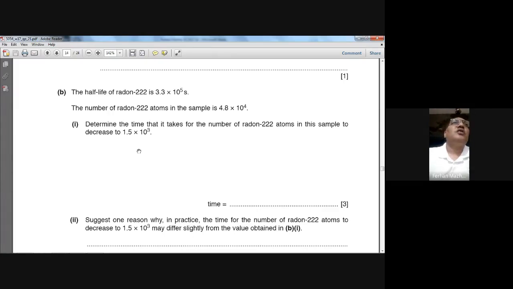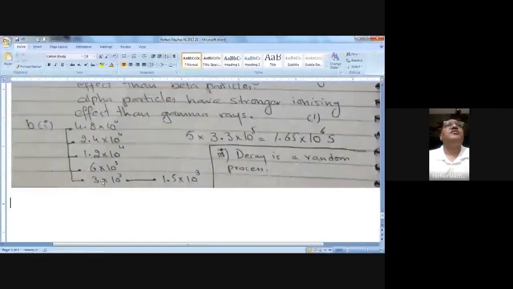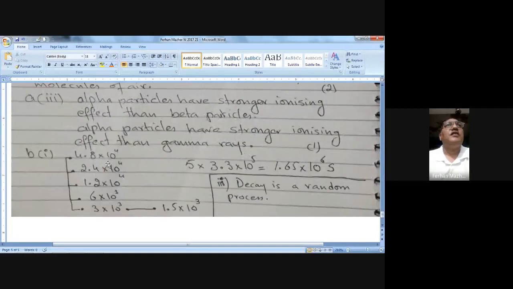Let me show you its working. It's very simple. I need to know how many half-lives have passed, and since I know the half-life value, I will be able to tell how much time has passed. So the original value was 4.8 × 10^4. I halve it, it becomes 2.4 × 10^4. Then I halve it again, it becomes 1.2 × 10^4. Again, it becomes 6 × 10^3. Again, it becomes 3 × 10^3. Again, it becomes 1.5 × 10^3.